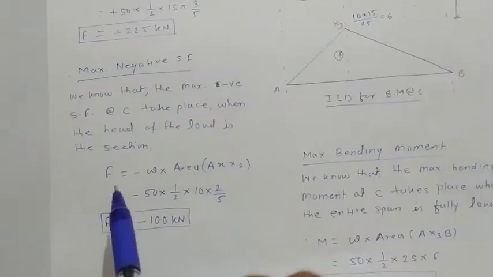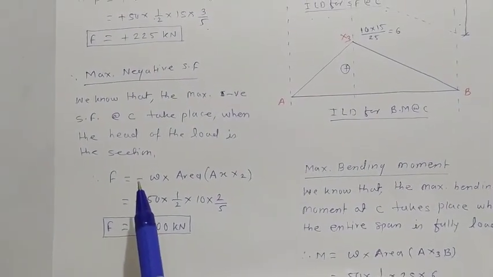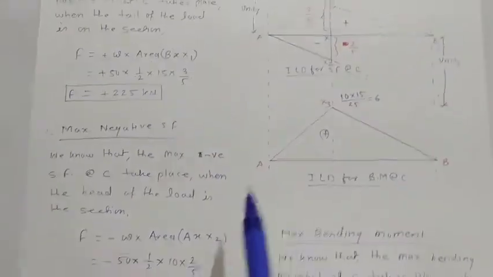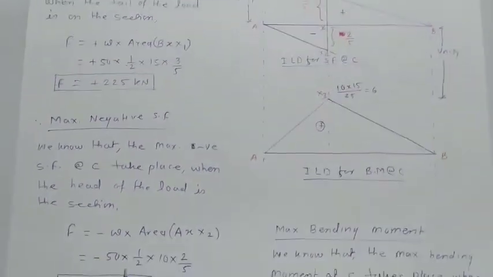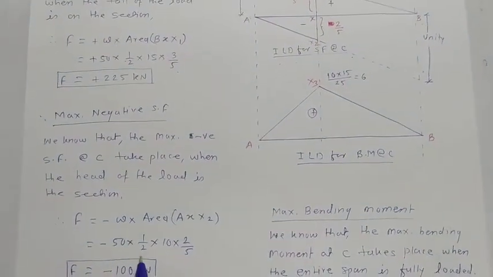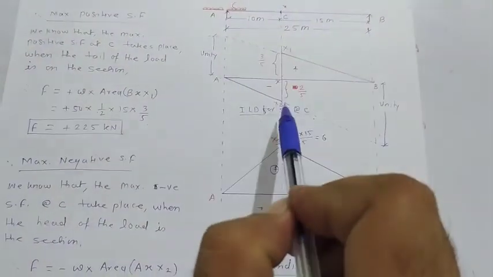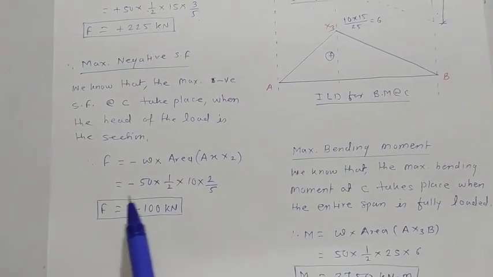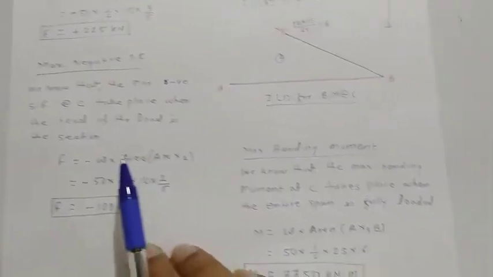So negative shear force will be minus W into area. Half base into height: half base is 10 and height is 2 by 5. From this one you can calculate the maximum negative shear force, that is minus 100 kilonewton.